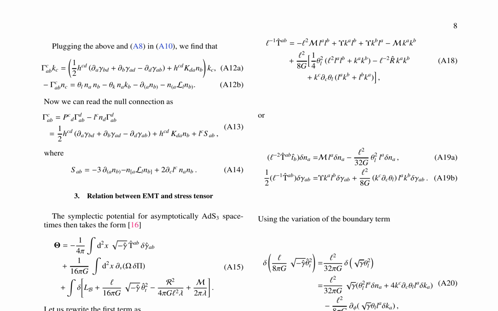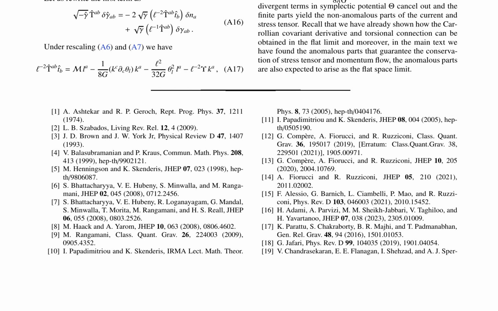The connection to the AdS3 case is discussed, where the solution space can be obtained as the flat limit of a similar solution space in AdS3. The authors delve into the Carrollian geometric triple in asymptotically flat spacetimes, examining the symplectic potential, which can be obtained through the flat space limit of AdS3 results.